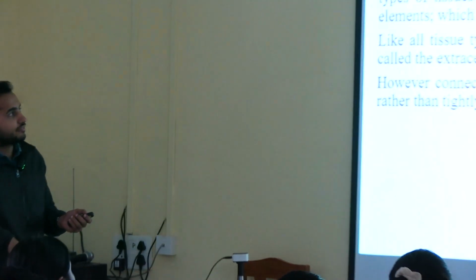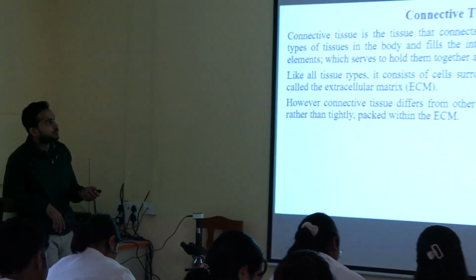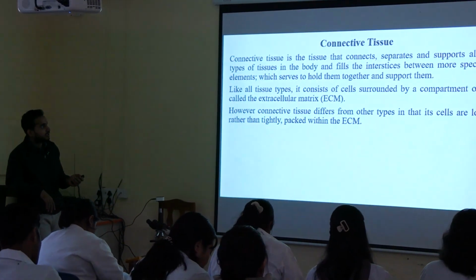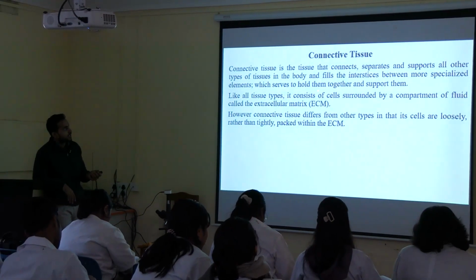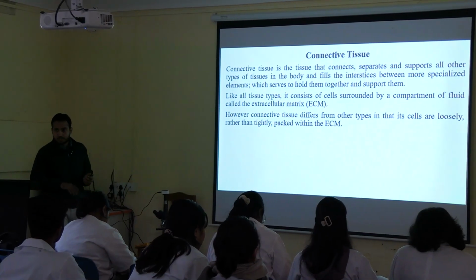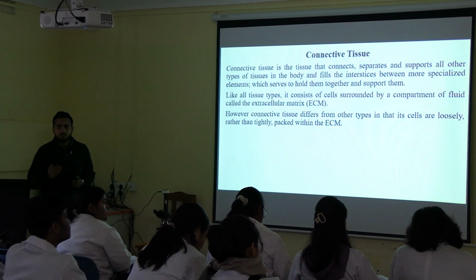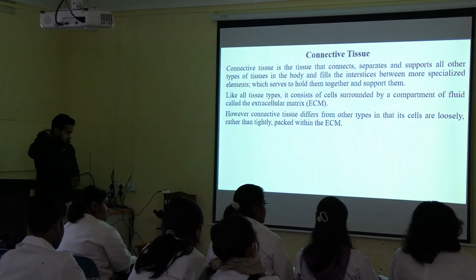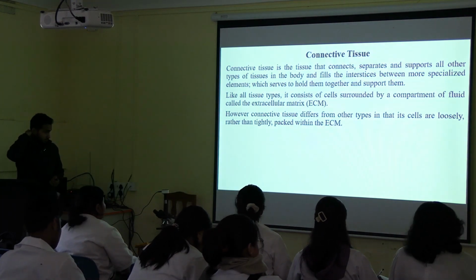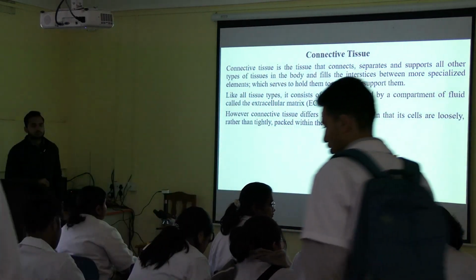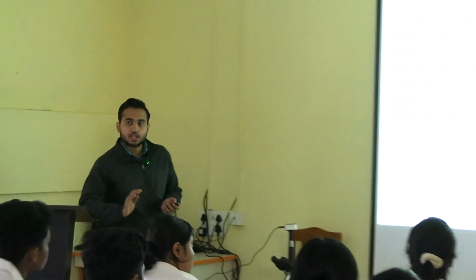in the body and fills the interstices between more specialized elements, which serves to hold them together and support them. That means it is a type of tissue. What will it do? It will bind, it will separate, it will support. Connective tissue connects, separates, supports all other types of tissue in our body.